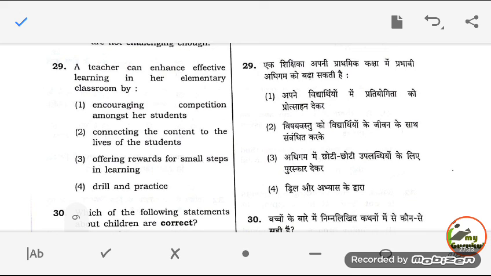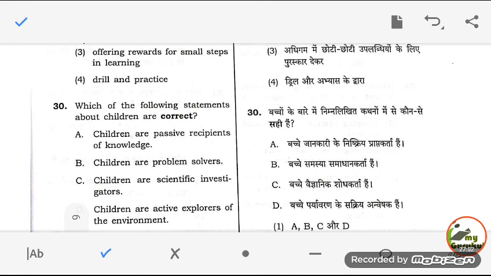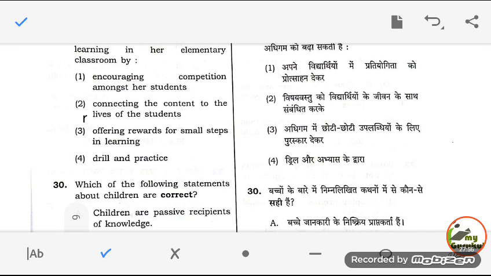A teacher can enhance effective learning in her elementary classroom by connecting the content to the lives of the students. Okay. Here, according to Nussbaum, teacher effectiveness is largely dependent upon such dimensions as timing, context, content, and students' ability. An effective teacher must have the ability to adapt to each particular context they encounter. Thus, a teacher can enhance effective learning in the elementary classroom by connecting the content to the lives of the students.